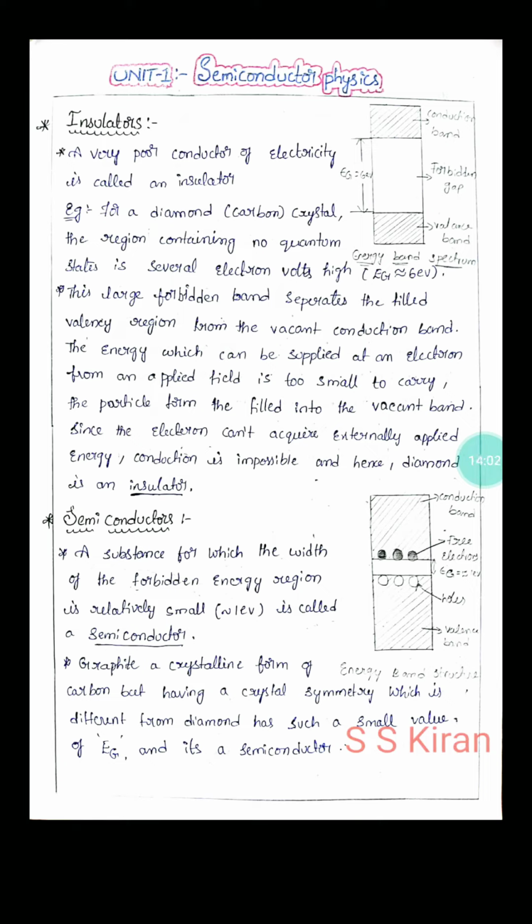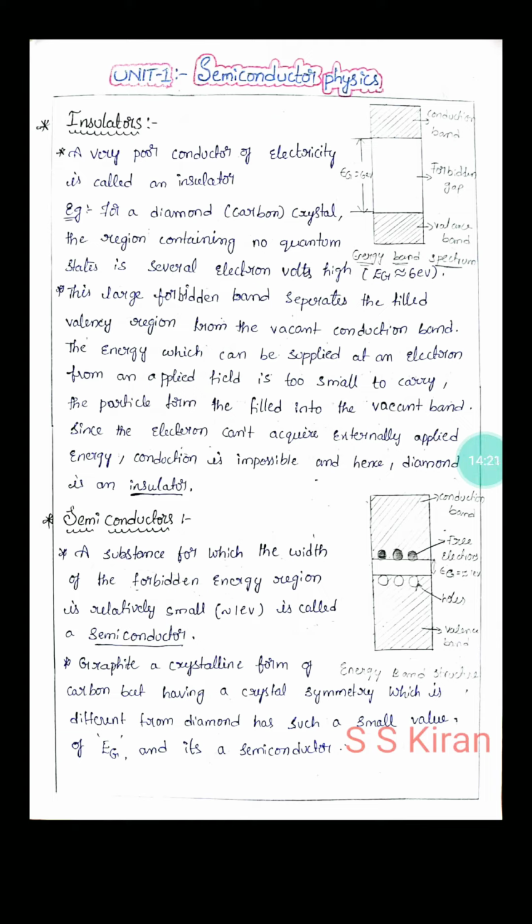A pure semiconductor, by adding some impurities, is converted into an impure semiconductor. That concept is nothing but doping. Later we can concentrate on what doping is and the types of doping. This is the semiconductor.